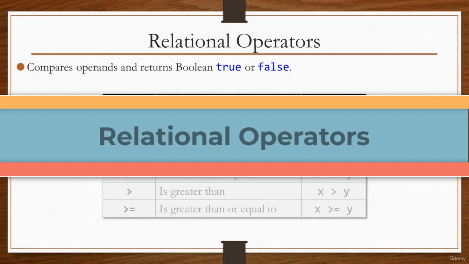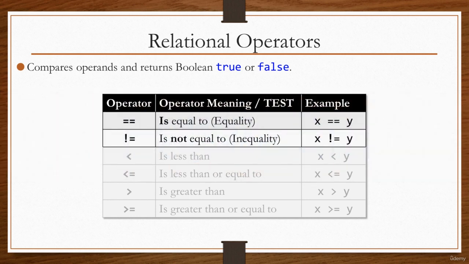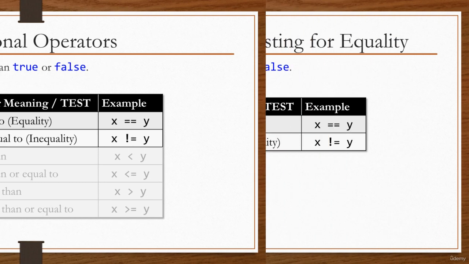Now that we have an understanding of the Boolean type, I want to introduce relational operators. Relational operators compare operands, and that computation will return a Boolean true or false value. In the first column in the table, we have the relational operators. Now some of them are grayed out because we are going to cover them later on in the video. We are going to start off with testing for equality.